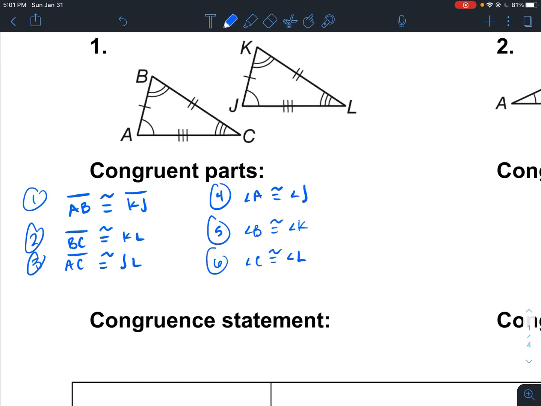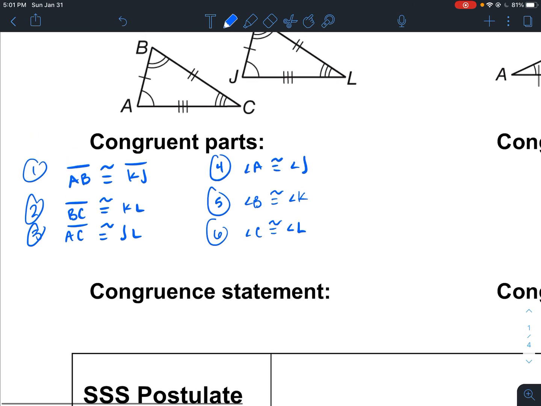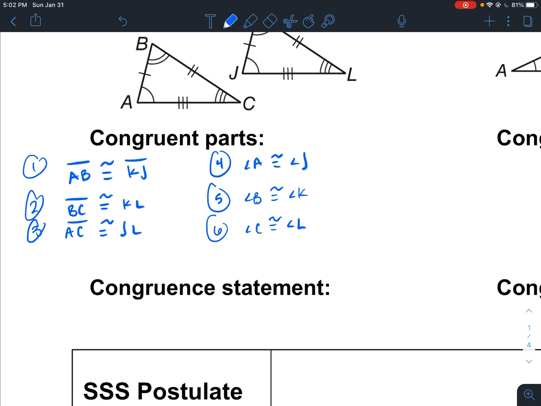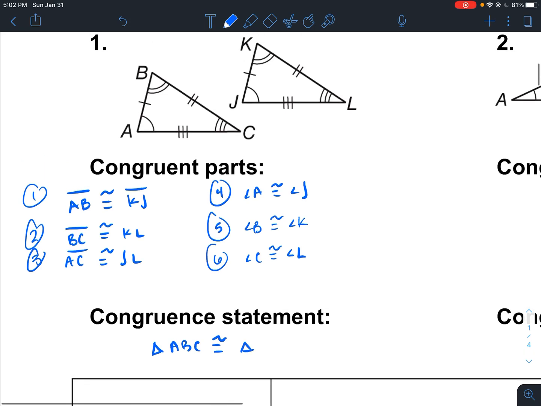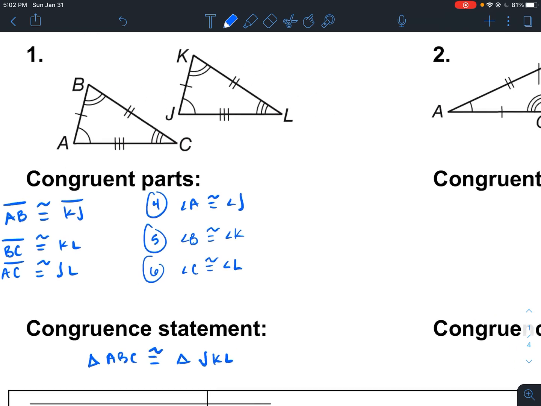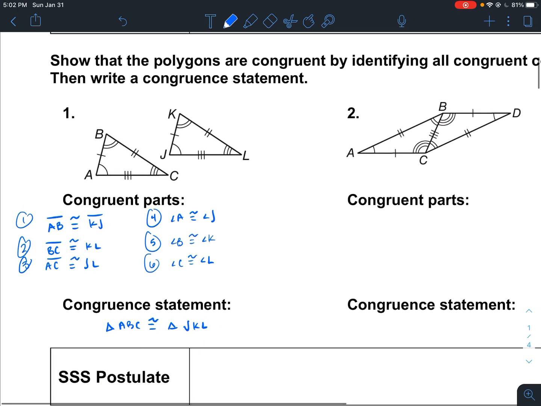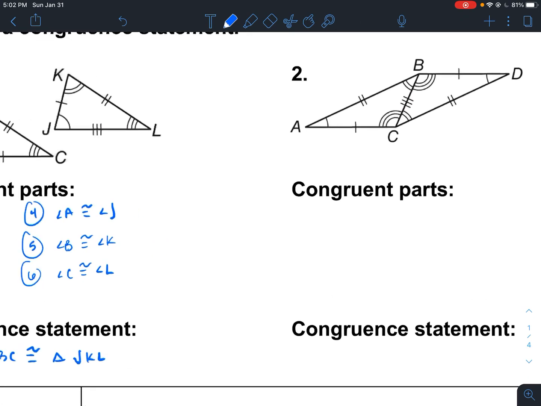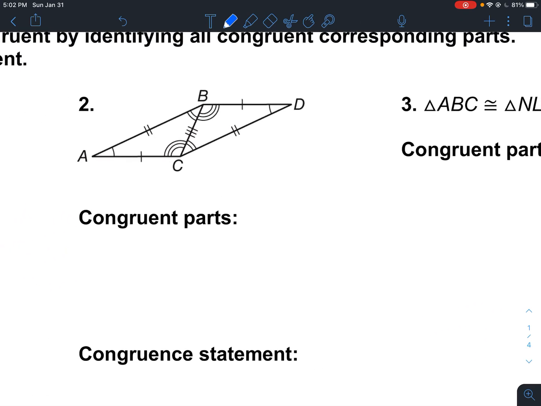Since all 6 parts are congruent, we can say that triangle ABC is congruent with triangle JKL. We just showed that all 6 parts are congruent, and since all parts of the two triangles are congruent, that just means the triangles themselves are congruent.